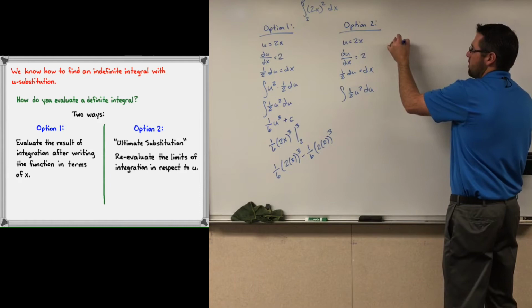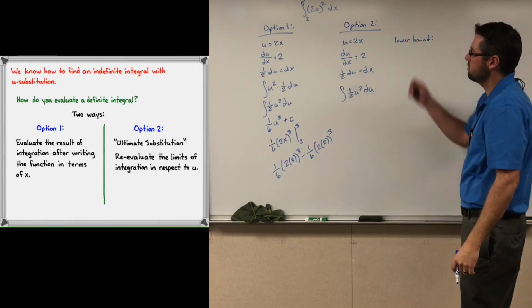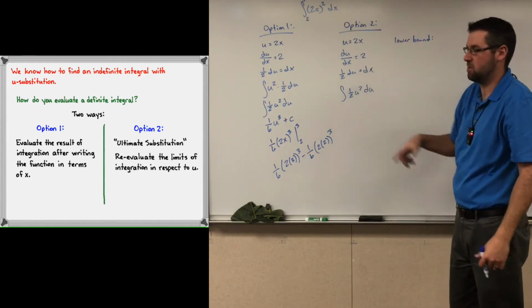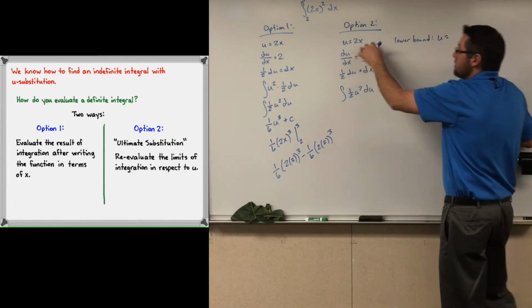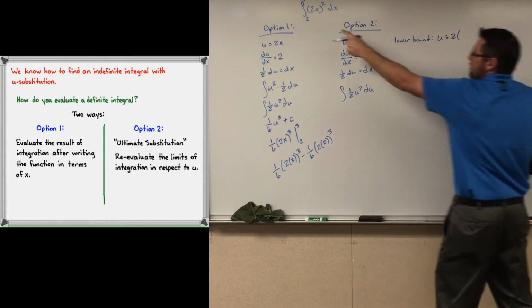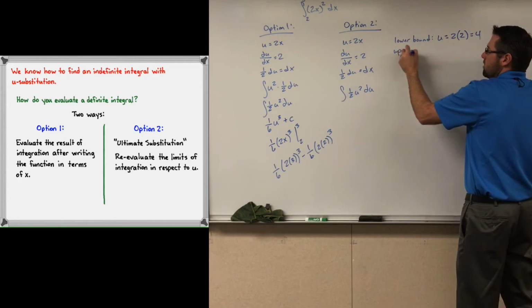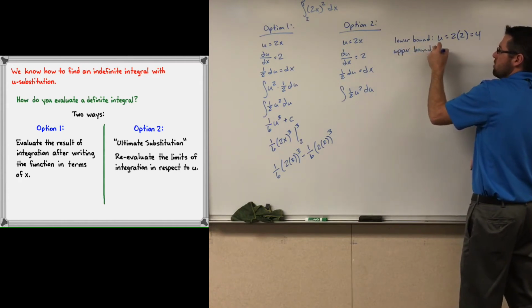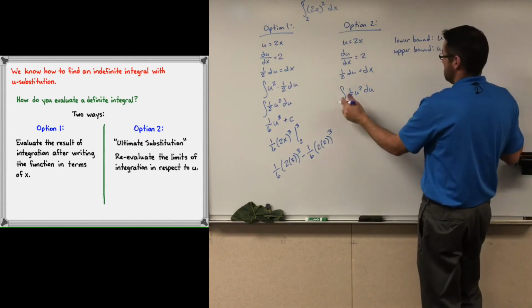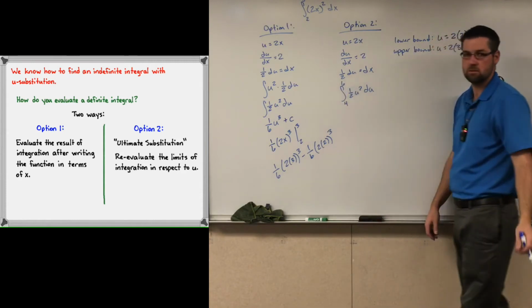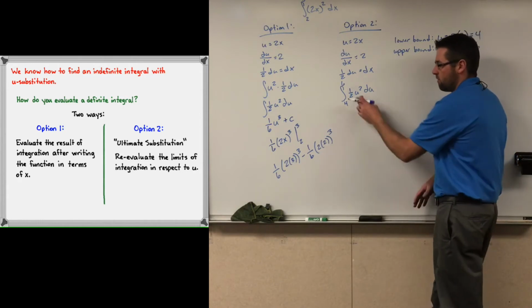So let's do this. Let's just focus on the lower bound. What is the x value of the lower bound? 2. So what would the u value be? u on the lower bound is equal to what? u is equal to 2x. So u is equal to 2 times, what's the lower bound? 2. So it's 4. And the upper bound would be 6. So u equals 2 times the upper bound x value, so 6. So now our bounds are 4 and 6. You guys okay with that? Okay. And then now we evaluate it the same way we did before.